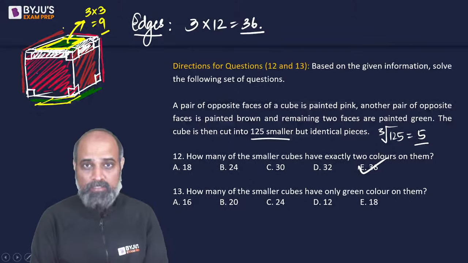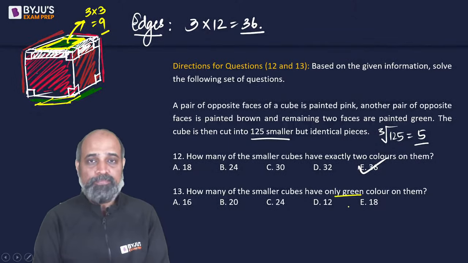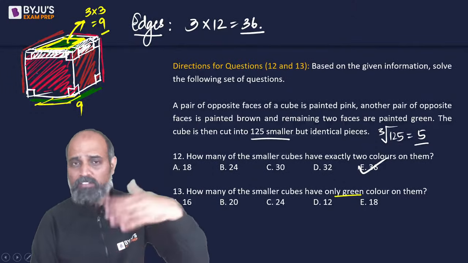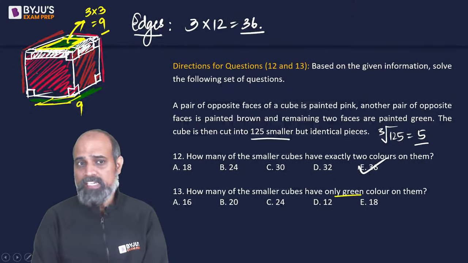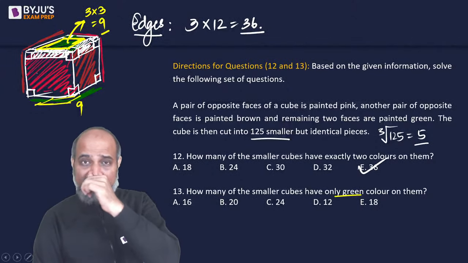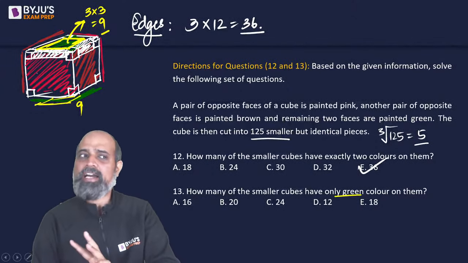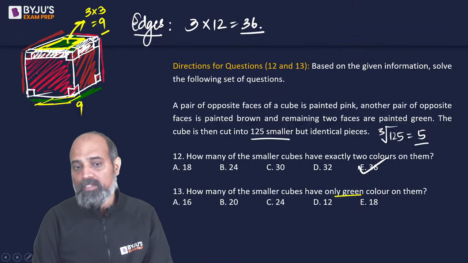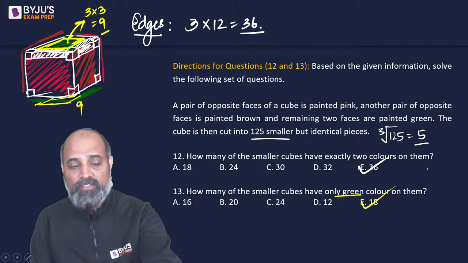Only green color. Because the question says only green color. And similarly, we are going to have another 9 at the bottom. Mirror image, opposite faces pe tha. If apart from these 18 cubes, if I take any other cube, they will either have green and some other color, or they will not have green color at all. So we will have 18 for this.